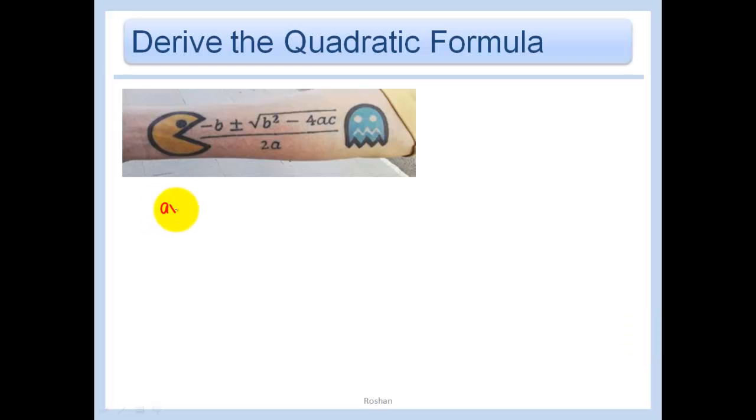So start with this ax squared plus bx plus c equals 0. And I want to complete the square. So I'm going to scoot the c over here. So I have ax squared plus bx equals negative c. And so remember, I said before you start completing the square, you need to have a 1 as a coefficient. So I need to factor that a out.